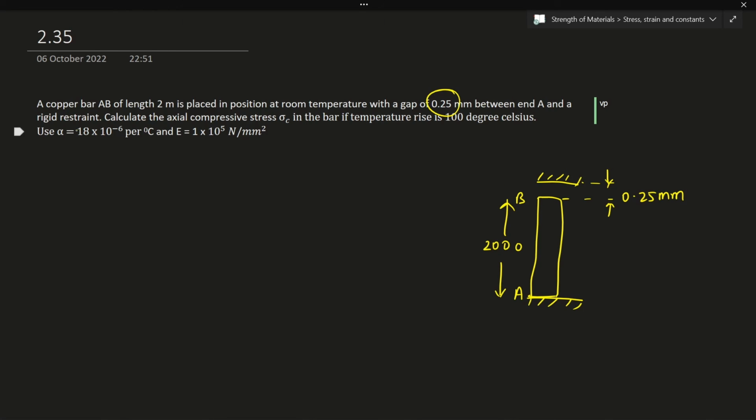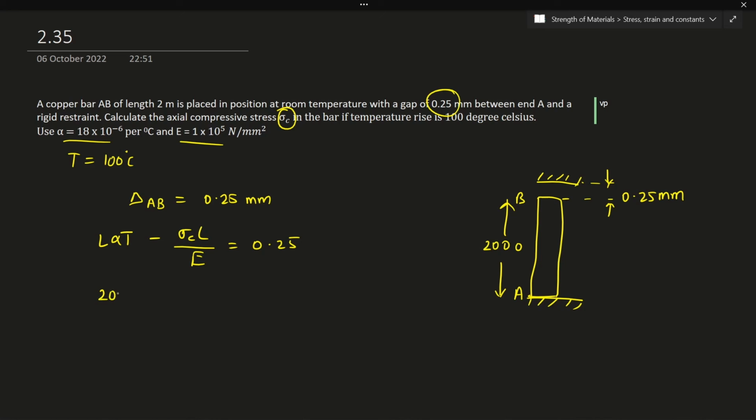If the bar's rise in temperature is given as 100 degrees Celsius, alpha is given here, and E is given as 10 to the power of 5 Newton per mm square. Now what do we have to calculate? Calculate the axial compressive stress sigma C. Now again we'll go with the same rule. We'll have delta AB. So delta AB is not 0. Here it will be 0.25 mm. I'll substitute the formulas here. First we'll have the free extension, that is L alpha T minus extension because of the thermal stress, sigma C L by E, that would be equal to 0.25.